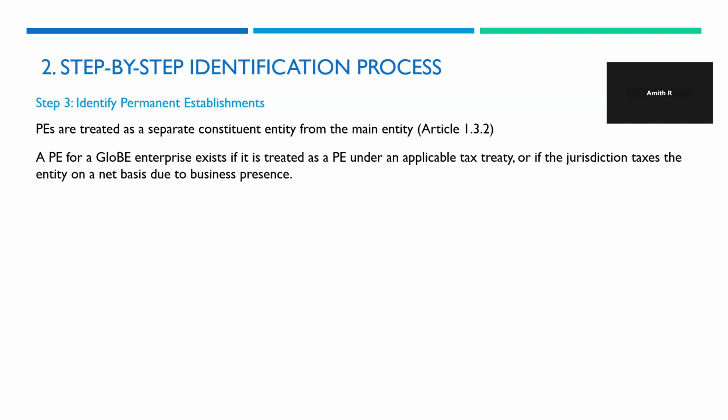Now, how do you identify a permanent establishment? A PE for a GloBE enterprise exists if it is treated as a PE under an applicable tax treaty, or if the jurisdiction taxes the entity on a net basis. So either it is a treaty-based PE, Article 5, or it is treated as a PE, or it is taxed on a net basis. If the branch or permanent establishment is taxed in the other country on a net basis, then it is a permanent establishment. It is a separate constituent entity.